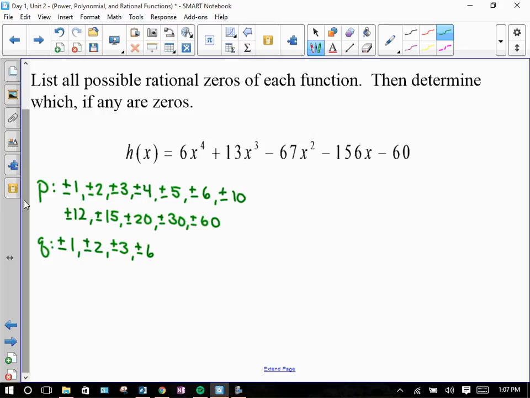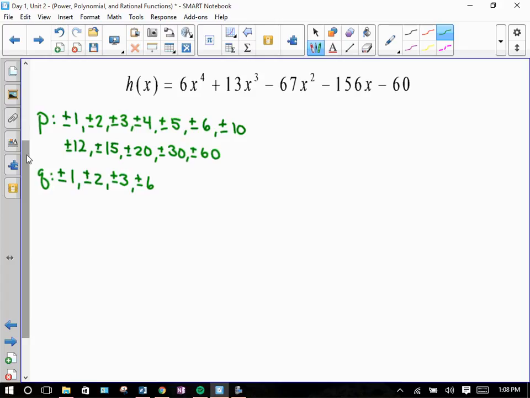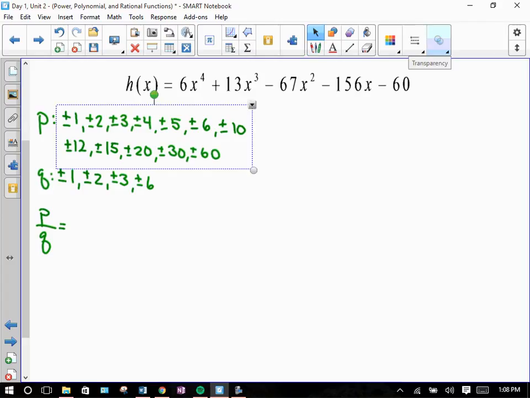So in order to do that, what we have to do is take each of our factors of P, or of our leading coefficient, and divide them by each of the factors of Q. So we have to go P divided by Q. So you have 1 divided by 1, 2 divided by 1, 3 divided by 1, 4 divided by 1, 5 divided by 1, all of these divided by 1. That is going to be just all of these repeated again.